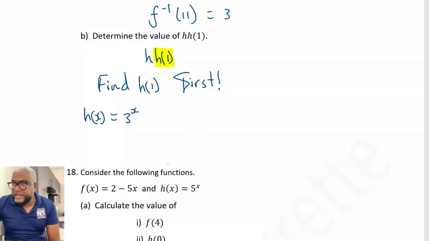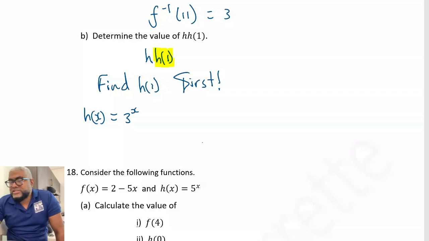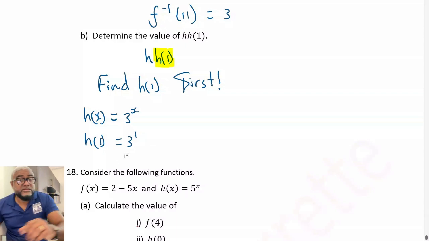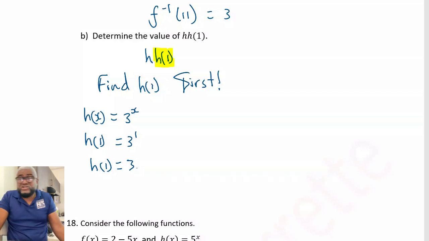So if you want to find h of 1 here, Sarah, what do I replace this x here with? It will be 3 to the power of what? 1. And 3 to the power of 1 is? 3. Right? Excellent. h of 1 is 3. 3 to the 1 power is 3. 3 to the 0 power as well is 1. Stick that in your head somewhere.